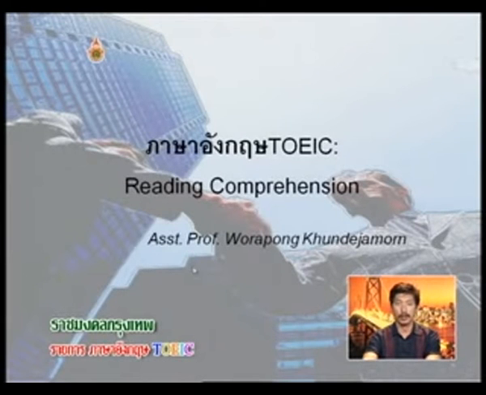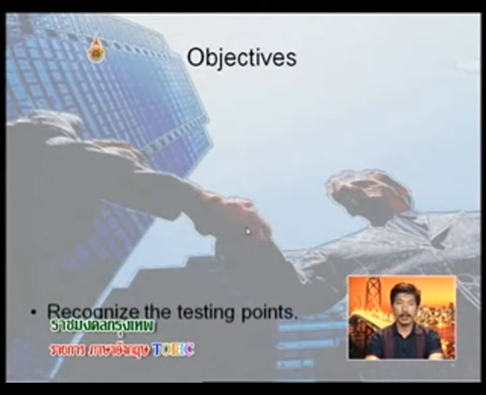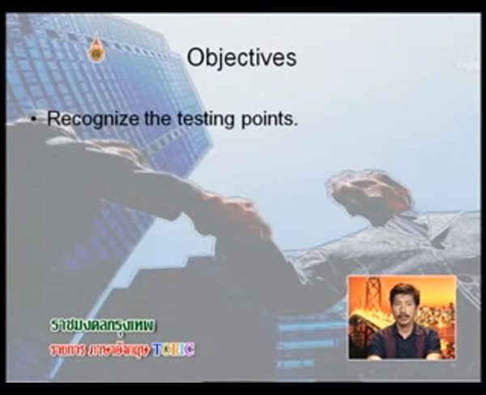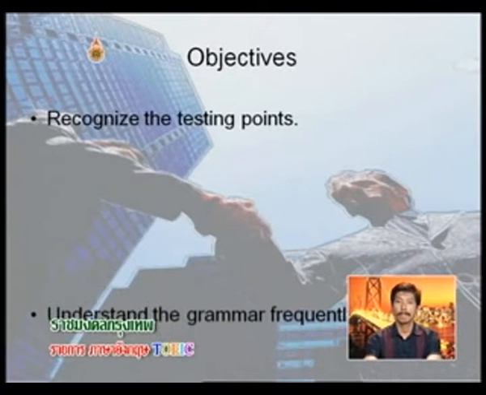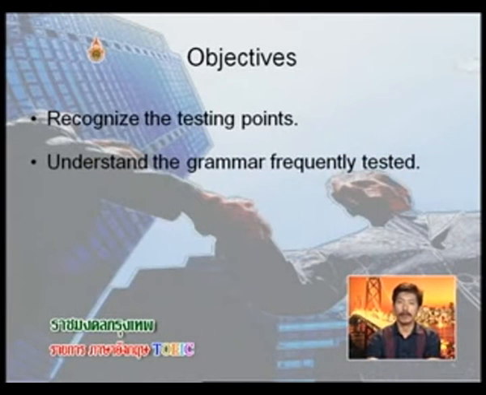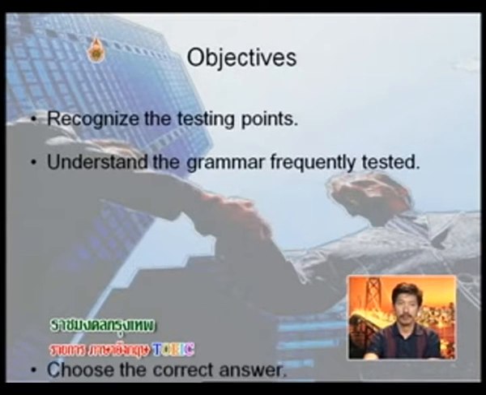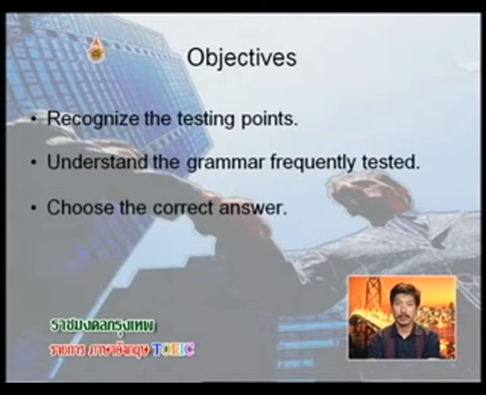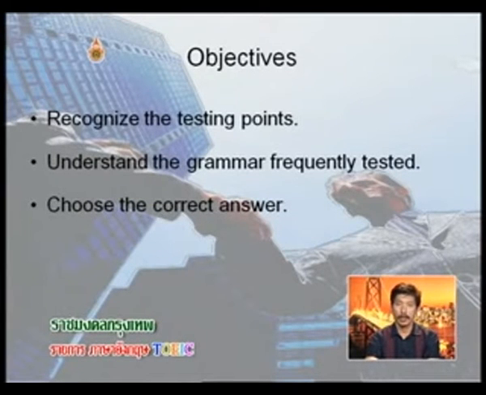Today we focus on the reading comprehension section. And our program today will help you learn and recognize the testing points, and specifically this week, word form. If you keep following us, stay tuned, you will learn and understand the grammar frequently tested in the TOEIC exam. At the end of the program, you have a chance to do some sample test items. And hopefully, when you have a good understanding, you will choose the correct answer.